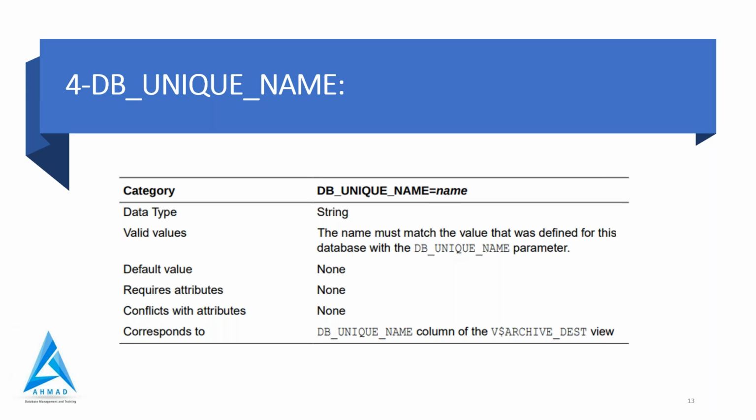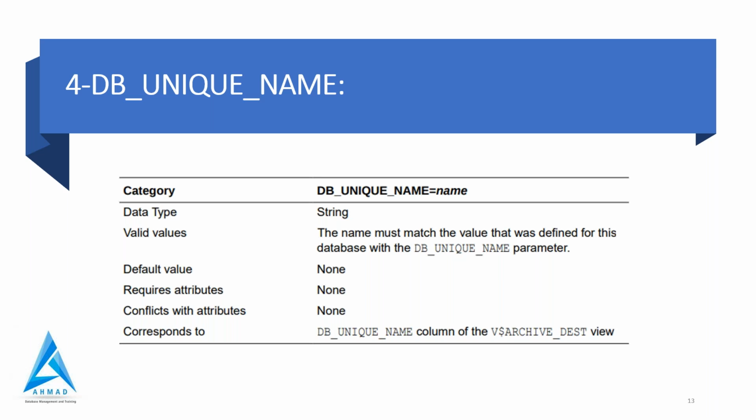In V$ARCHIVE_DEST, there is a column DB_UNIQUE_NAME, you can check that. This attribute is optional, and it is defined with the LOG_ARCHIVE_CONFIG parameter. So LOG_ARCHIVE_CONFIG equals DG_CONFIG, and then at the end you will define the DB_UNIQUE_NAME.